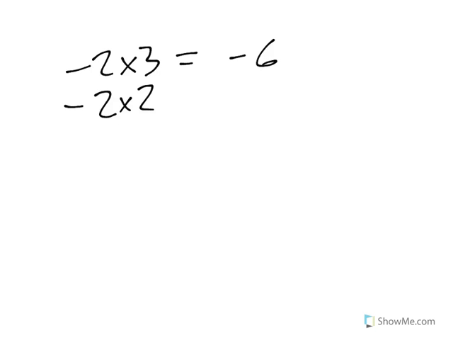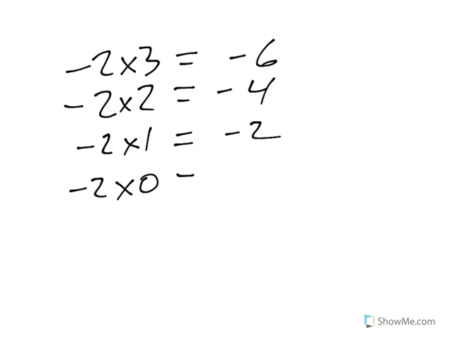So I'm actually going to go like this. I'm going to go -2 times 3. Well, that's -6. We already did that one. And what I'm going to do is multiply -2 by a smaller and smaller number of times. So I'm going to go -2 times 2 rather than 3, and that's going to be -4, because 2 of those -2's is a total of -4. -2 times 1, that's just -2. And then -2 times 0, well, that's straightforward. That's just nothing. Anything times 0 is nothing.